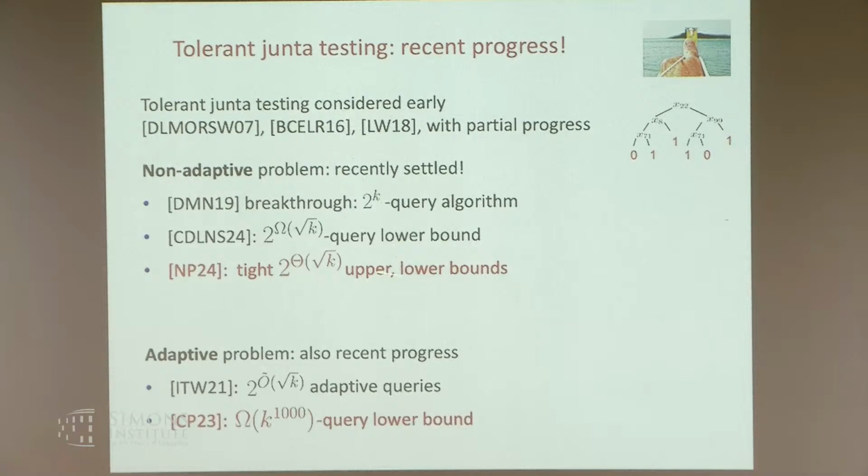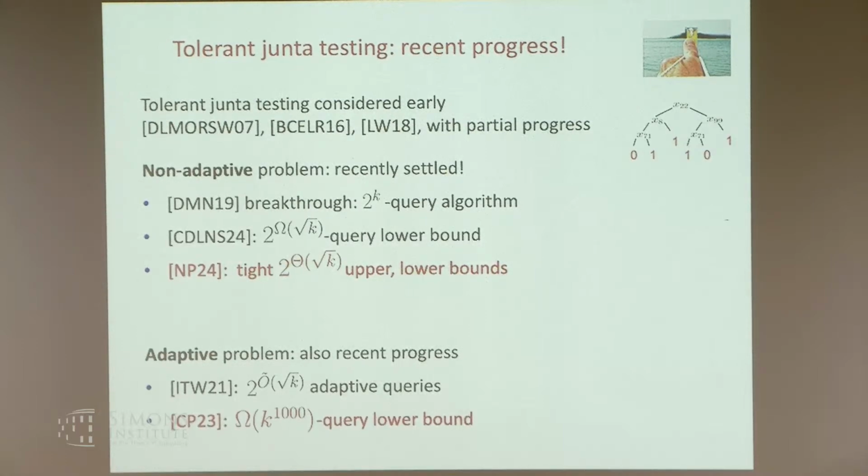So I'll highlight these 2 results. Shivam Nadimpalli and Shyamal Patel, both of whom are here in the front row, recently proved tight 2 to the square root k upper and lower bounds for non-adaptively testing whether your function is a k-junta in this tolerance setting. And very recently, Shyamal Patel and Xi Chen also proved a super polynomial lower bound for the adaptive version of the question. So for non-adaptive junta testing, we totally understand it. It's hard. It's not quite exponentially hard, 2 to the k hard.